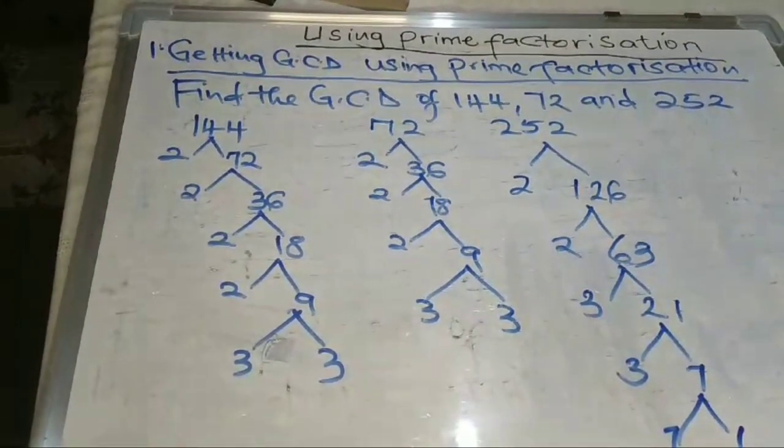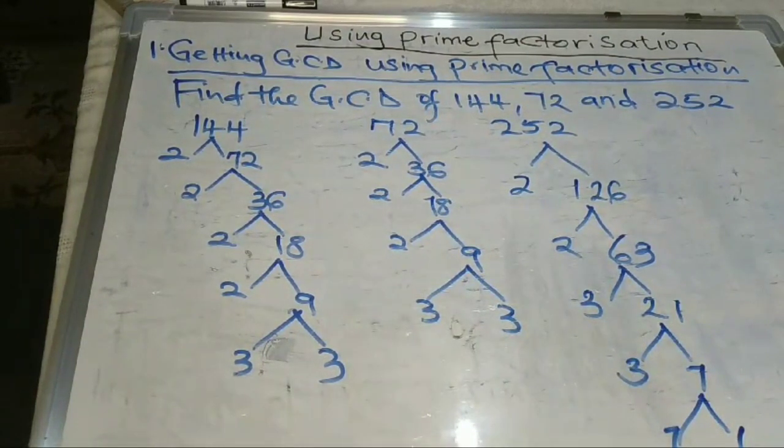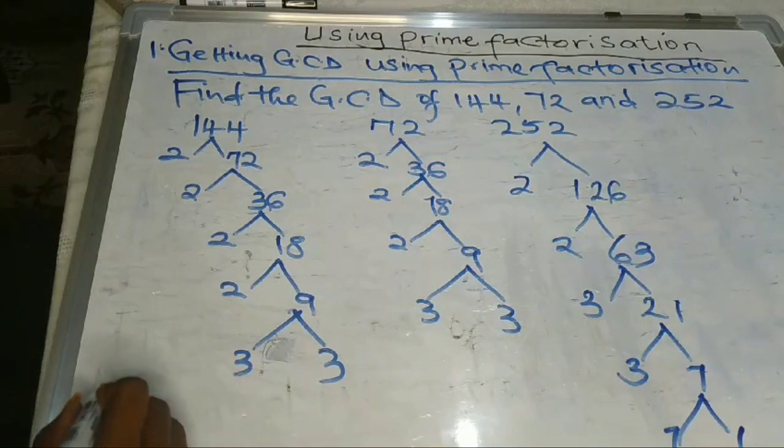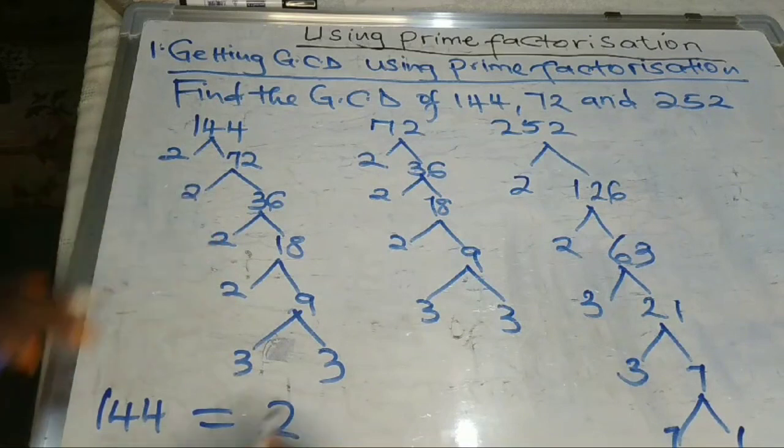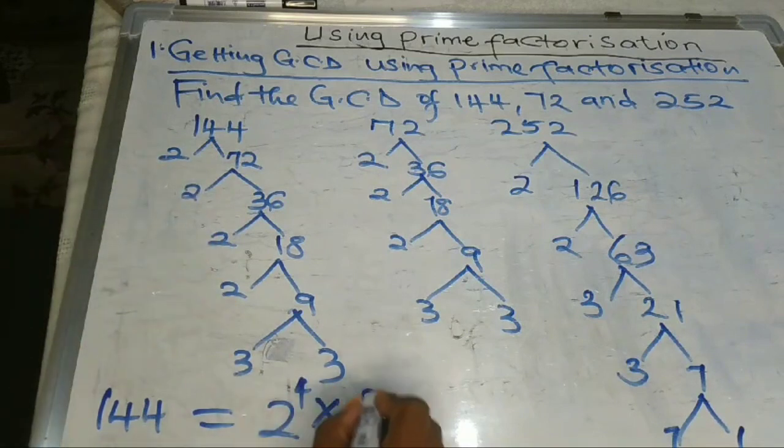So we shall now write down these prime factors in terms of their powers. For example, we are going to express our factors in power form. So for example, 144 will be equal to 2 to power 4 times 3 to power 2.